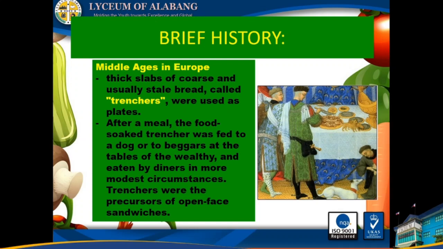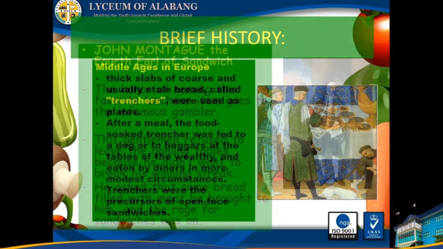Alms were clothing, food, or money that is given to poor people. In the past, people thought it was their religious duty to give alms to the poor. Trenchers were clearly the forerunners of our open-faced sandwiches.